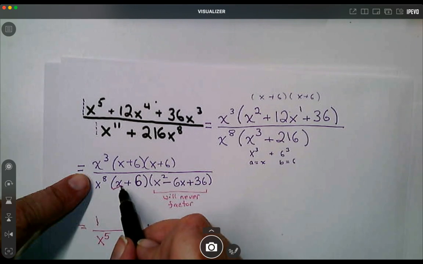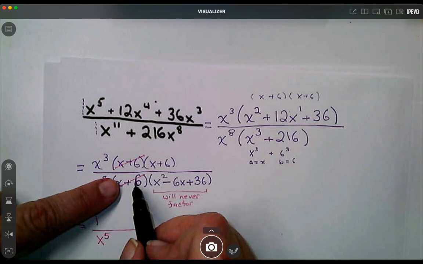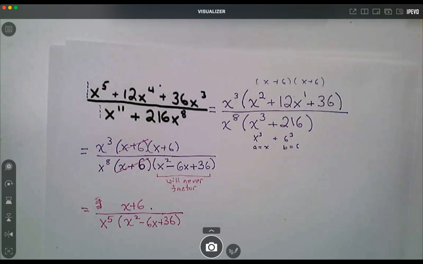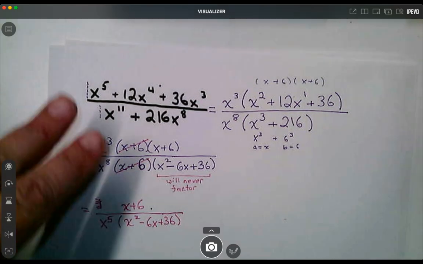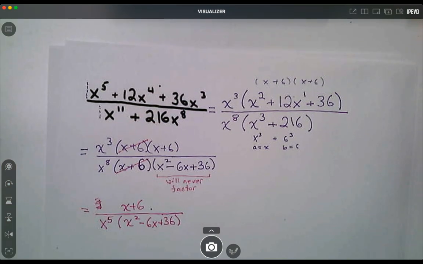I can cancel this x plus 6 and this x plus 6. They're in parentheses and they're identical. And then what does that leave me with? It leaves me with x plus 6 on top, and on the bottom, x squared minus 6x plus 36. And I don't need this one, so I'll just... And that's the answer. Now, if you've used my help a lot on this, then if I were you, I would come back and do this one independently, maybe after the video.